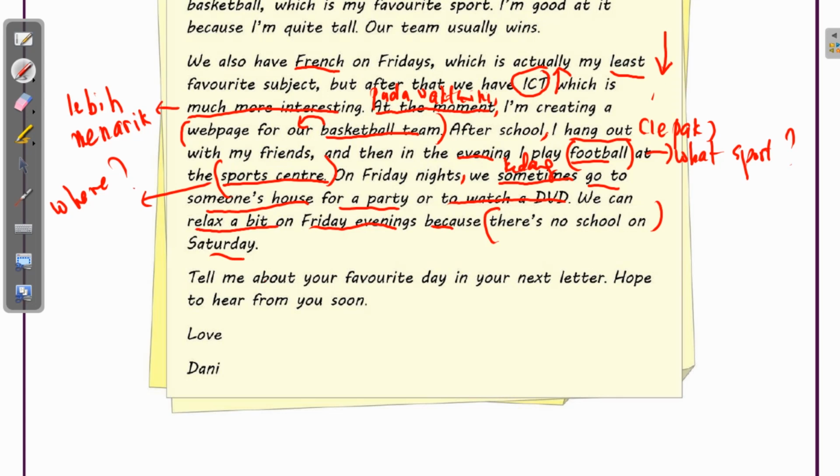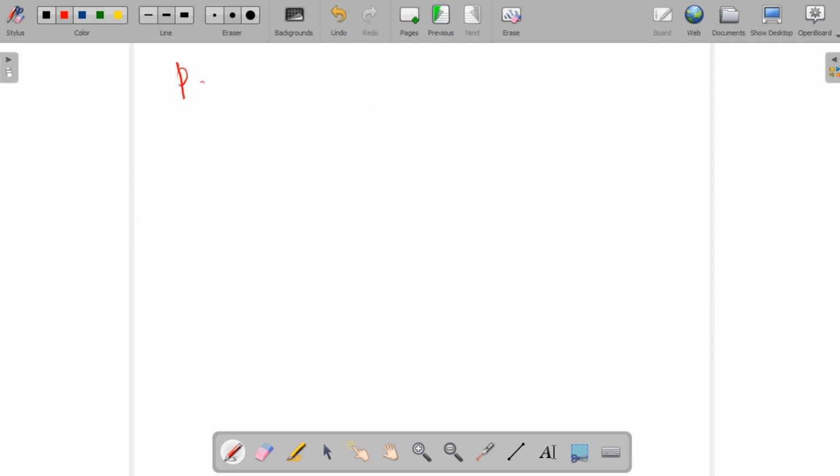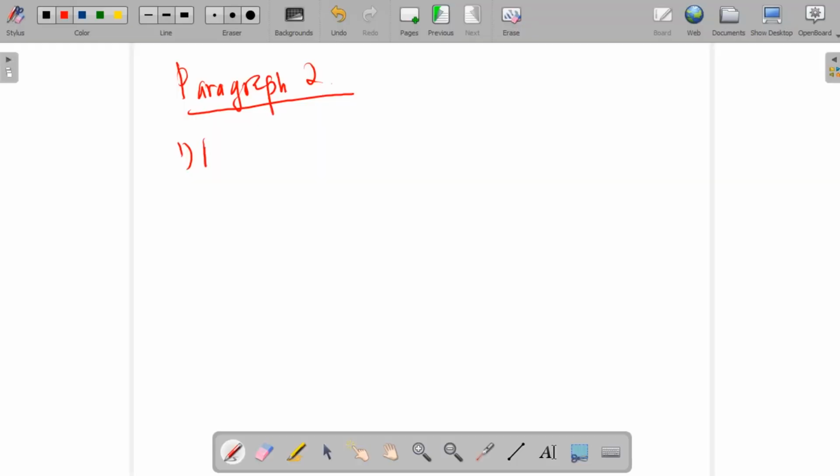Okay, why can they relax a bit on Friday? So this is the reason, because there is no school on Saturday. Okay, so basically in paragraph 2, you're gonna talk about your subject that you dislike.